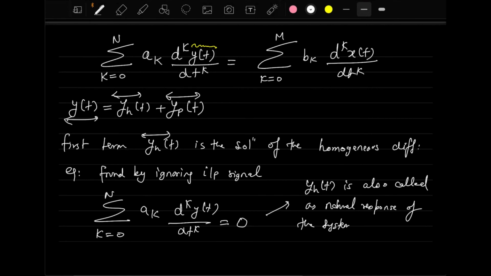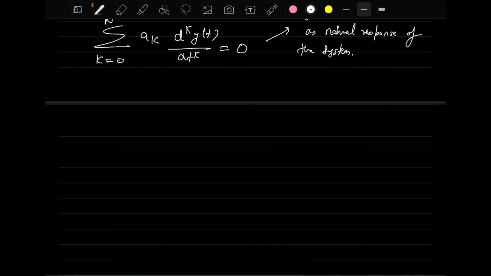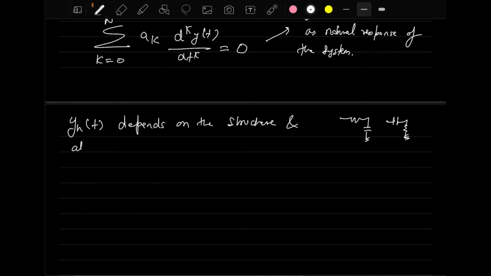So it is also called the natural response of the system. You have to note that yst depends upon the structure of the system, how that structure is formed, like whether R and C are connected in this way or in this way. Based on the different structure, the yst solution will depend upon that, and it also depends upon the initial state of the system.